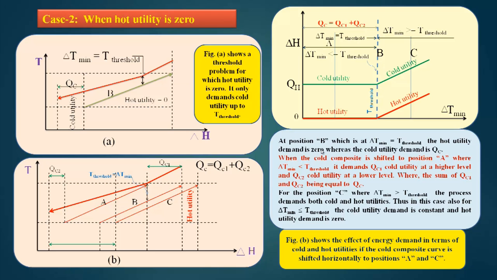And it very clearly shows that up to T threshold, the cold utility demand remains constant, whereas the hot utility demand remains 0, and after T threshold both hot utility and cold utility demands grow. This indicates that if we are able to operate the heat exchanger network below T threshold, when the hot utility demand is 0 at T threshold, then we can save a lot.